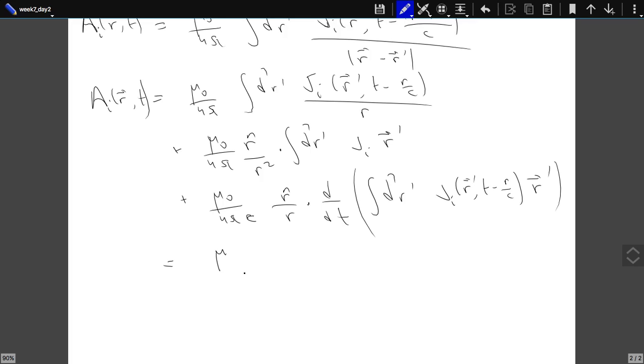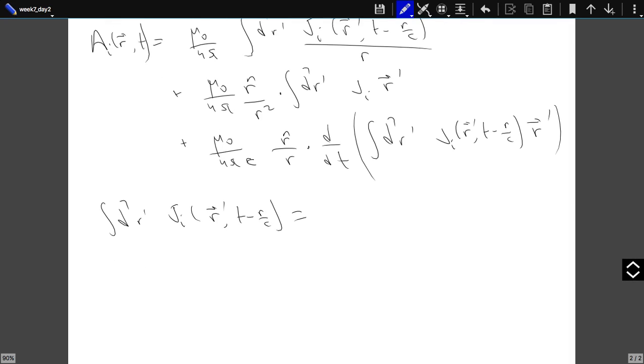Let's see, will it be 0 or not? Let's look at them term by term. Integral d cubed r prime j_i of r prime, t minus r over c. What is this? What do we know?